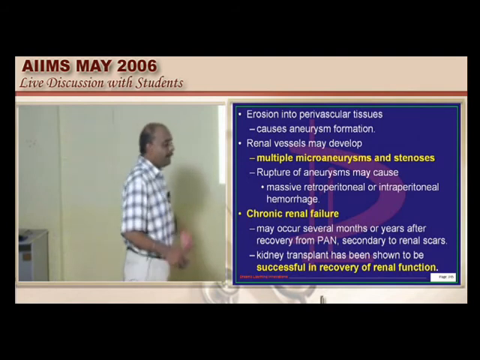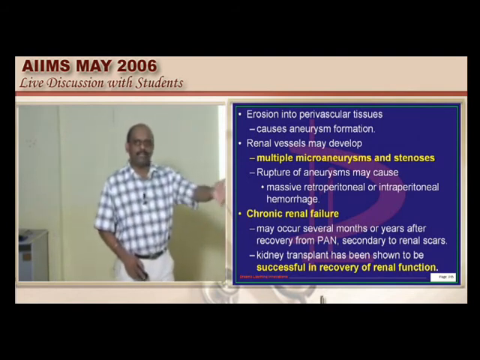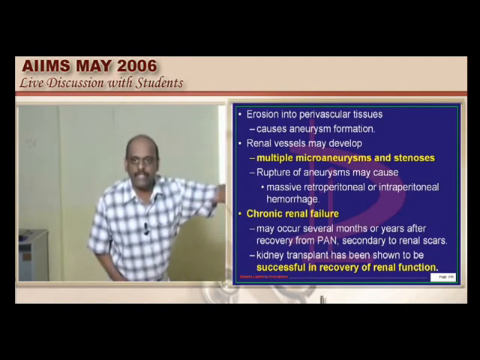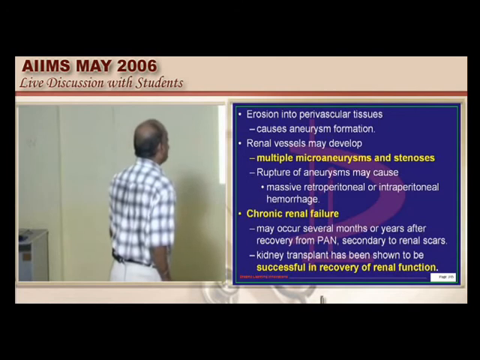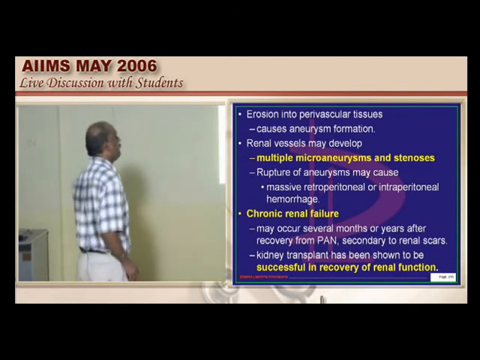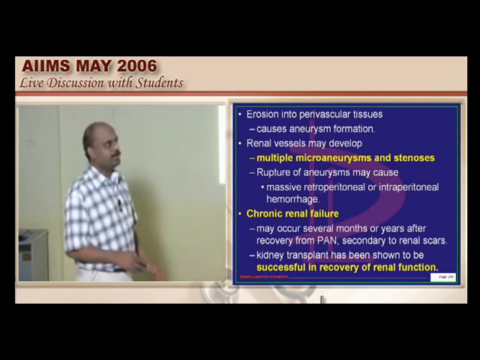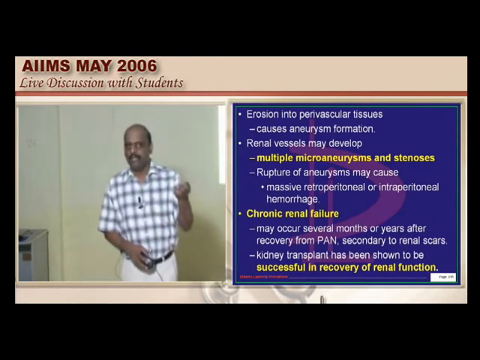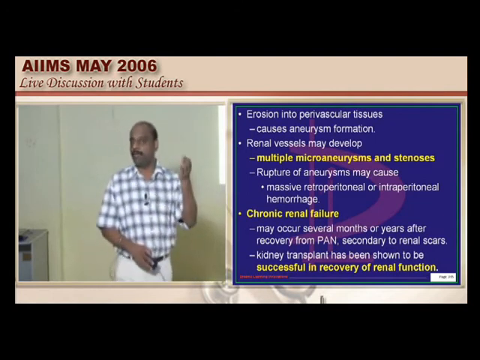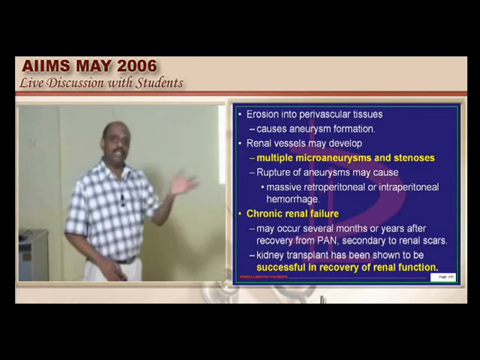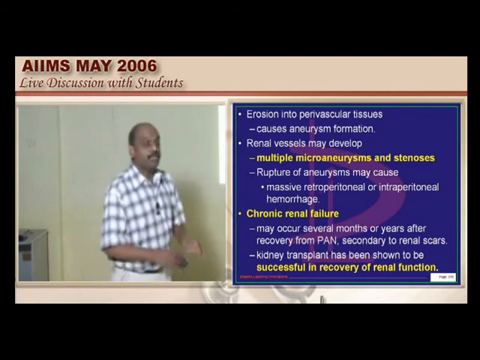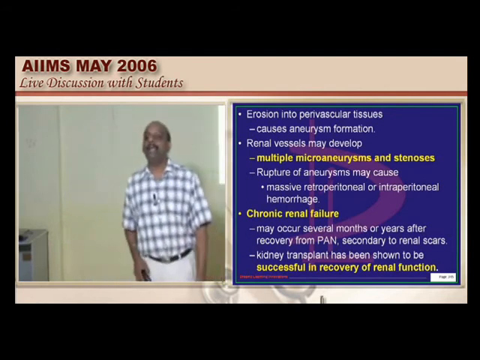Similarly, if you happen to do a renal angiogram in a given case of polyarteritis nodosa, you find lots of microaneurysms. Finally, the patient will develop chronic renal failure over a period of several months, because this vasculitis, ischemia with hypoxia and fibrosis leads to renal scarring, and leads to chronic renal failure with end stage renal disease at a point of time, unless you have diagnosed it very early. So this is all the story about polyarteritis nodosa.